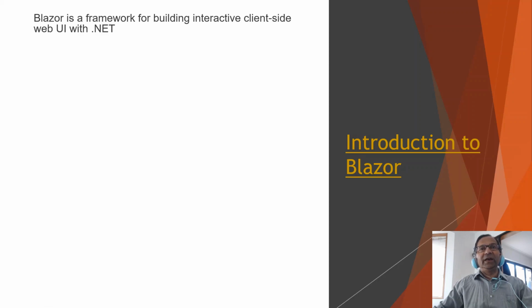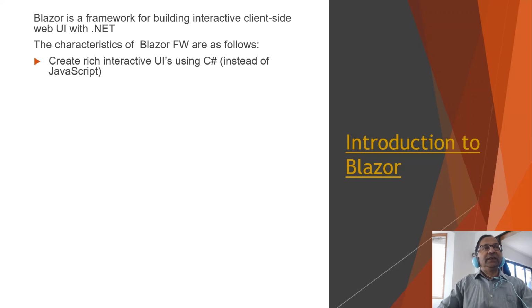Today I'll be taking a lecture on introduction to Blazor. So what is Blazor? Blazor is a framework for building native interactive client-side web UI with .NET. And the characteristics of the Blazor framework are as follows. It is to create rich interactive UIs using C# instead of JavaScript. So that is the main feature.